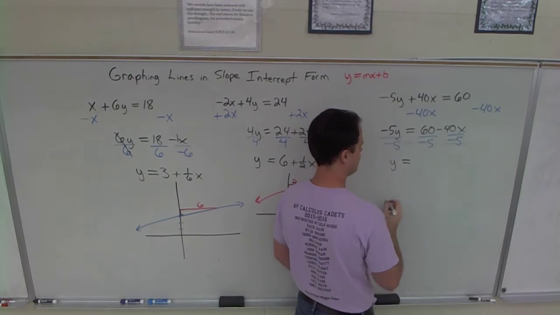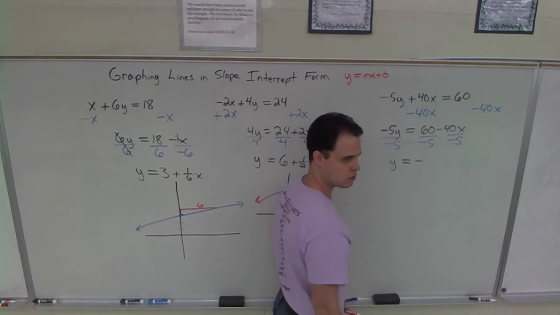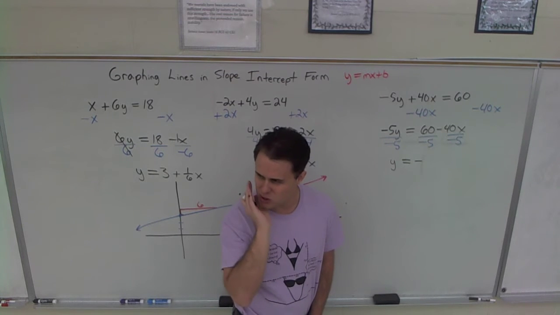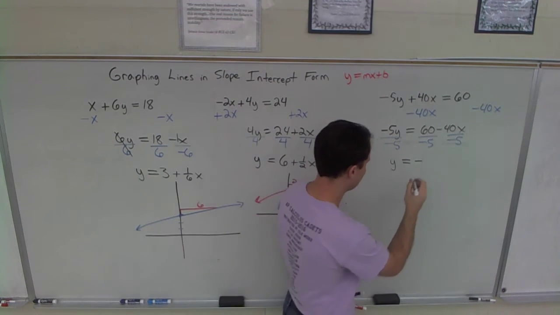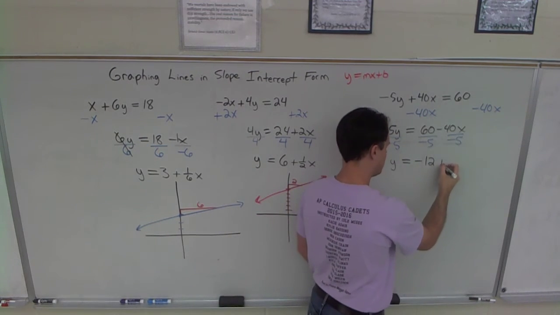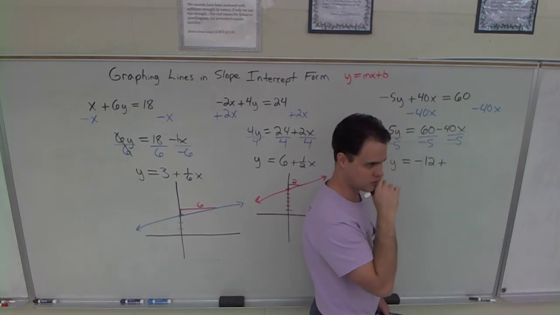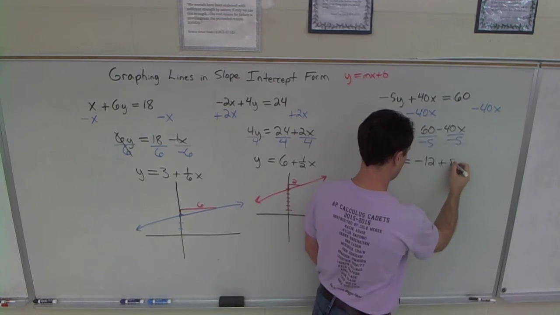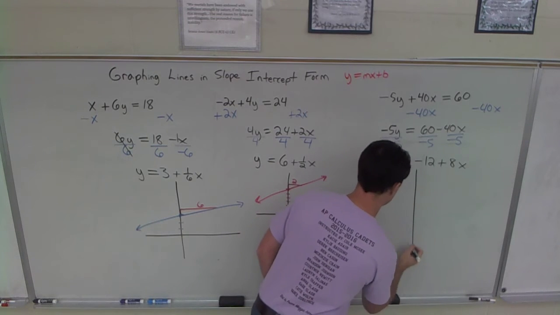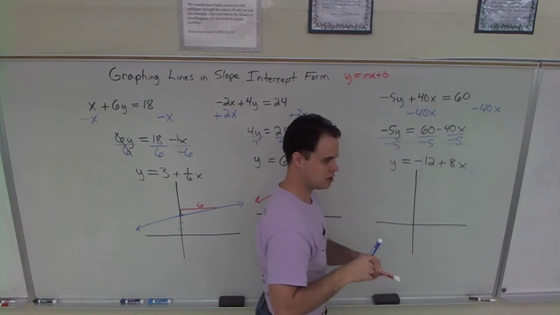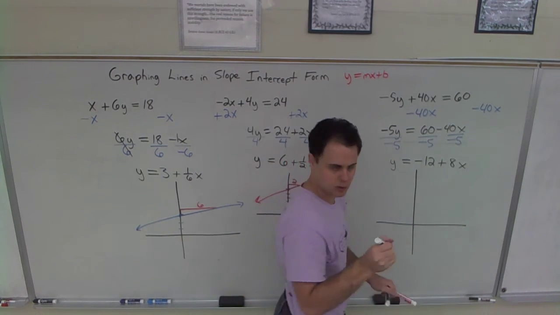So negative divided by positive, or positive over negative is negative, right? 5 goes into 60 nicely. How many times? 12. 12, okay. And the negative over negative is positive. 40 over 5 is 8. So yeah, I think I succeeded in creating something a little different here, right?